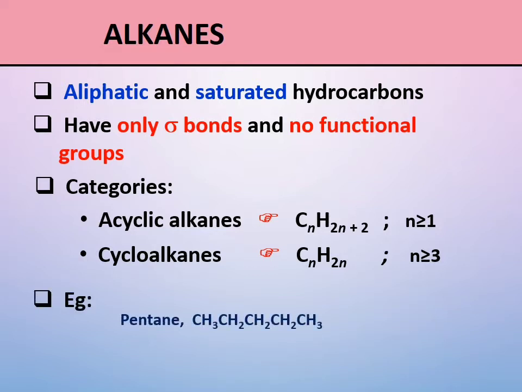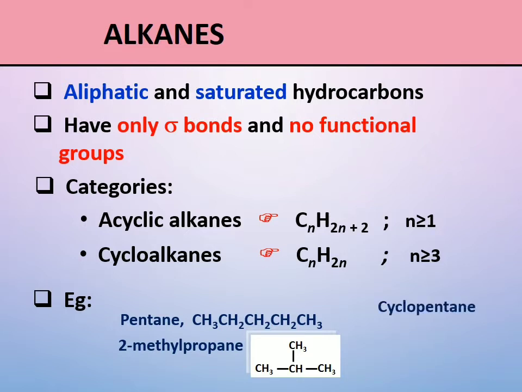So for example, pentane is a linear structure, and 2-methylpropane is also a linear structure with a branch. So these are our acyclic alkanes. And cyclopentane is a 5-carbon ring structure.